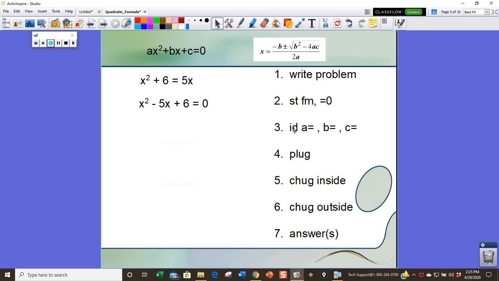Now, I suggest very strongly you do step number 3. A lot of people like to skip it, but I don't agree with skipping it. All right, I think you need to identify A, B, and C. So in this case, A is 1, B is -5, and C is 6.